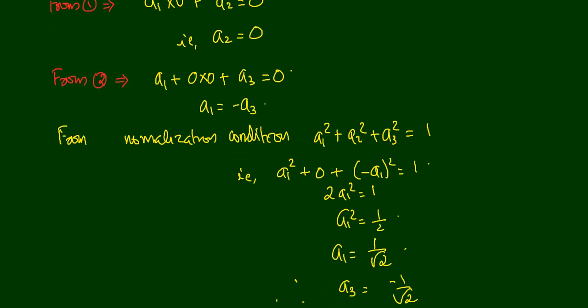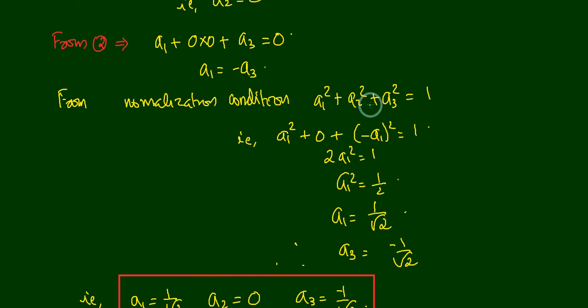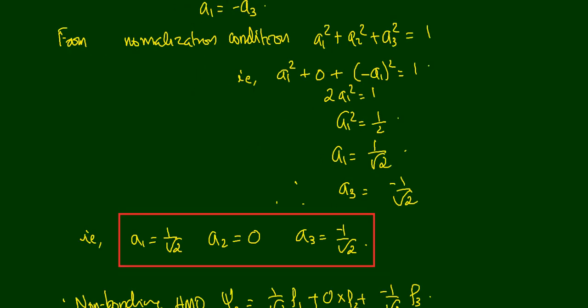And from the normalization condition, again, we have A1 square plus A2 square plus A3 square is equal to 1. Therefore, let us substitute these values. A1 square plus A2 square, where A2 is equal to 0, and A3 square, where A3 is equal to minus A1. Therefore, 2A1 square is equal to 1, or A1 square is equal to 1 by 2, or A1 is equal to 1 divided by root 2. Therefore, A3 is equal to minus 1 divided by root 2, because we have already proven that A1 is equal to minus A3.